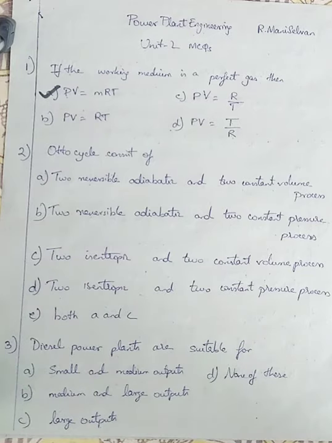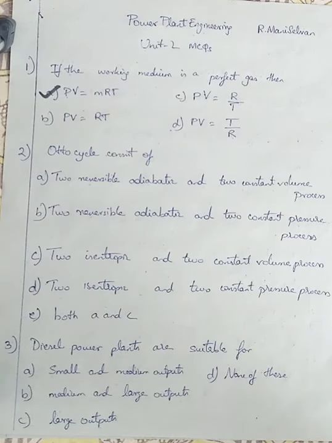Question number 1. If the working medium is a perfect gas, then what? Option A is PV is equal to MRT. Option B is PV is equal to RT. Option C is PV is equal to R by T. And option D is PV is equal to T by R. If the working medium is a perfect gas, then the right option is PV is equal to MRT. For a perfect gas, PV is equal to MRT. You have to keep this in mind and build a strong foundation in that question.